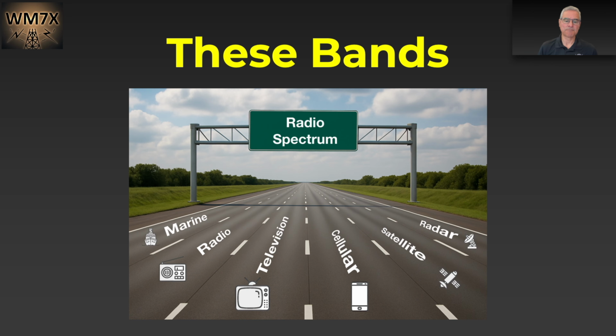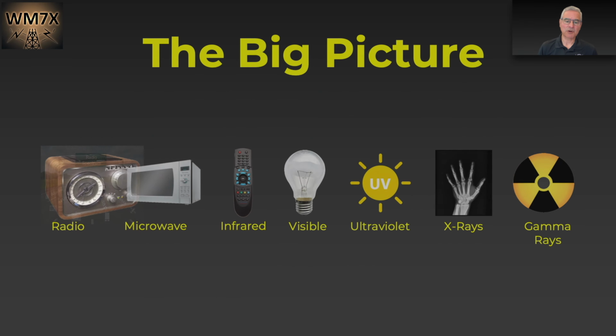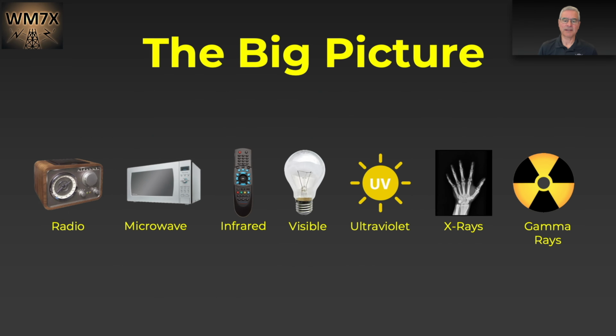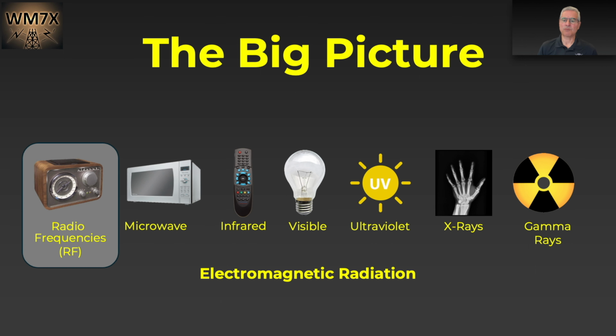And by the way, the radio spectrum is just part of an even larger spectrum, which includes things like microwaves and visible light, X-rays, gamma rays, and so on. And they're all electromagnetic radiation, and they all travel at the speed of light, just like radio waves. But today we really just want to focus on the radio frequencies, which we call RF for short.